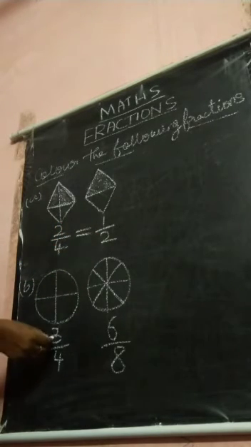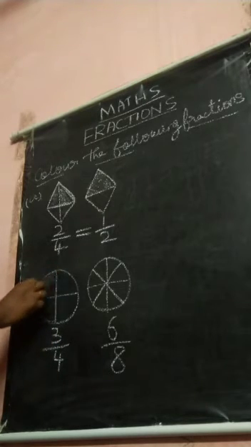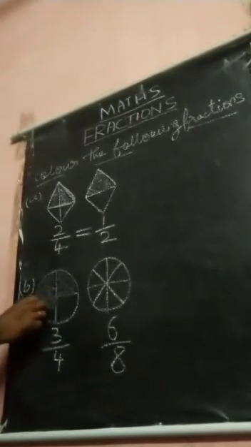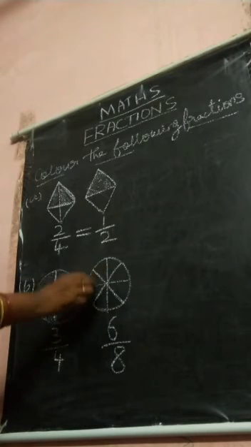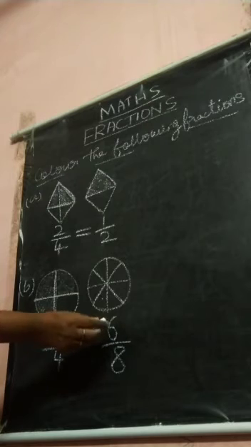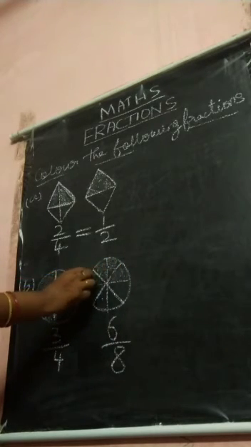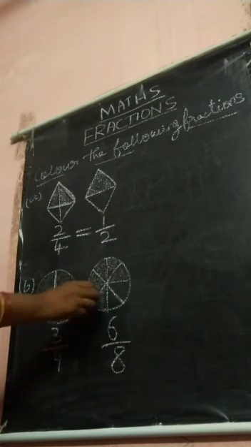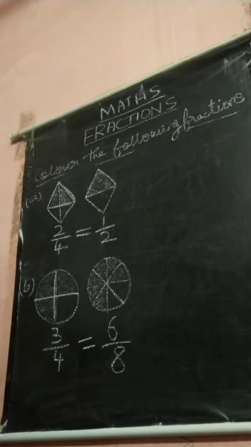The same way here 3 by 4 is given. So you shade 3 parts. Here 8 parts are there. In these 8 parts you shade 6 parts only. 4, 5, 6. Both are same or not? Good, children. Both are equal.